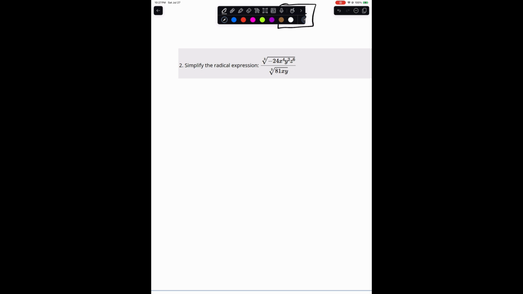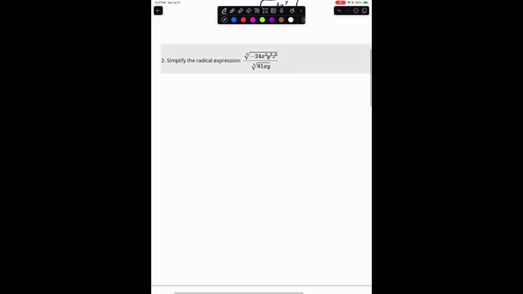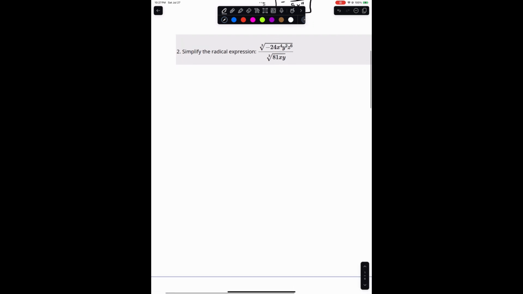For number 2, we're going to simplify the radical expression. We can work horizontally here, but since I have the same root, what I'm going to do is actually undistribute this cube root and then simplify the fraction I have and then go from there. So when I take out the cube root, which is an exponent of 1/3, I have negative 24 x to the 4th y squared z to the 6 over 81xy, all to the 1/3 power.